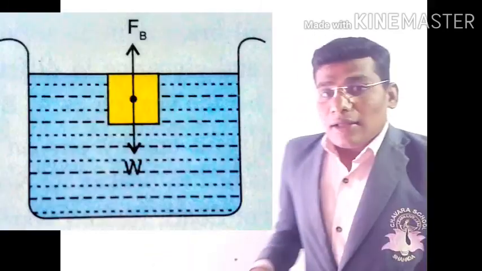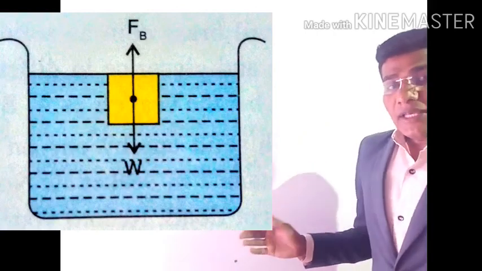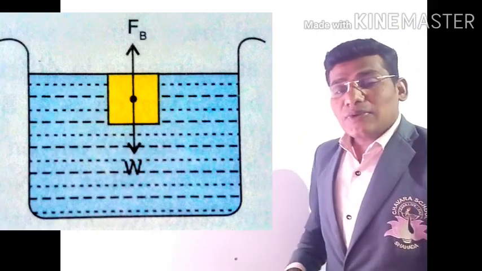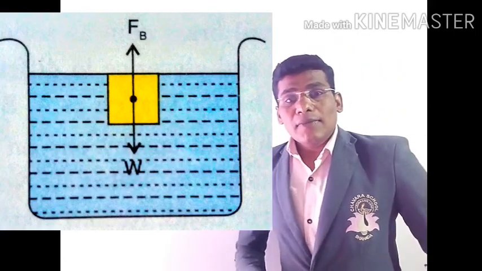Now the second case is when the weight of the body is equal to the buoyant force of the liquid. In this particular case, when both are equal, the body is floating on the surface of the liquid. It means that the body is floating but inside the liquid at the upper part, as you can see in the picture. Now the third condition is what?